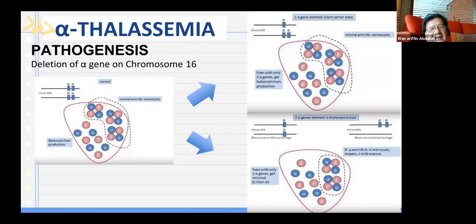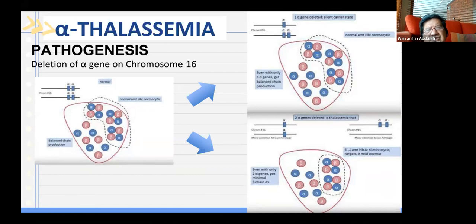alpha gene. And then this patient at the top there on the right side have 1 gene deletion on 1 of the allele. So this is called, what do you call this? This is not normal, right? This is called a silent carrier. Why is it called silent carrier? Because everything is normal. Yeah? So usually it's normal. Hemoglobin is normal. And usually it is normocytic anemia. So to make this diagnosis, you have to do DNA analysis.